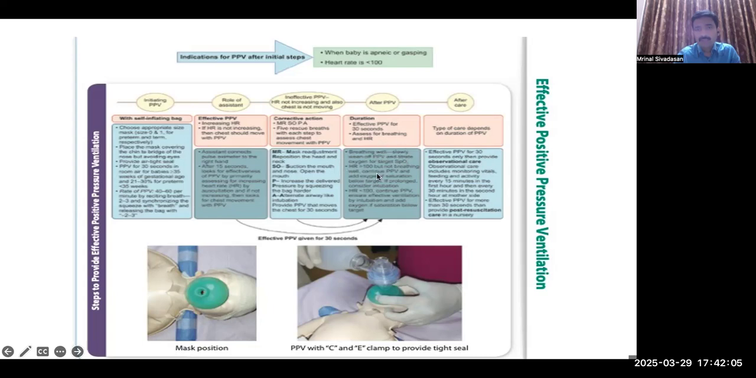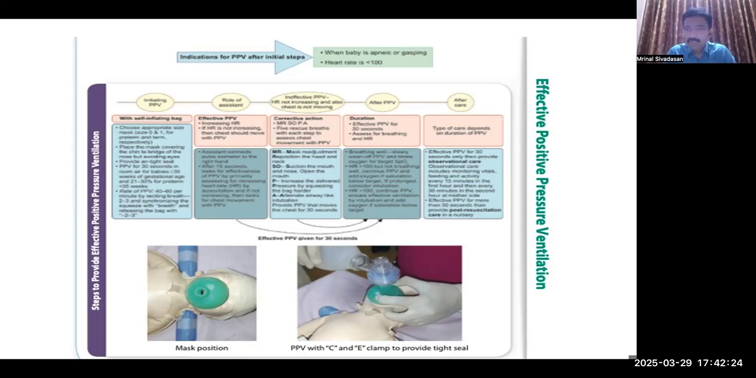If the baby's heart rate is less than 100, continue positive pressure ventilation. If the baby's heart rate is more than 100, but not breathing, then continue positive pressure ventilation. If the baby is breathing well and heart rate is more than 100, then you can reduce the rate of positive pressure ventilation and stop it.